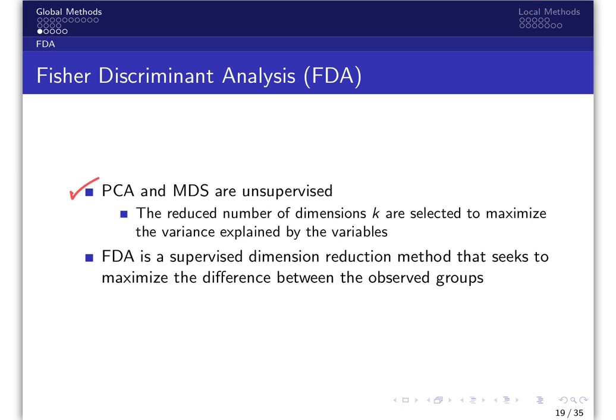Principal component analysis and multidimensional scaling are unsupervised. That is, no phenotypic information or class labels were used to reduce the dimension of the data. Instead, the reduced number of dimensions k are selected to maximize the variance explained by the variables. Alternatively, Fisher's discriminant analysis is a supervised dimension reduction method that seeks to maximize the difference between the observed groups.